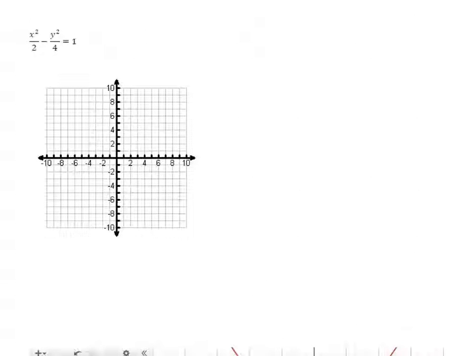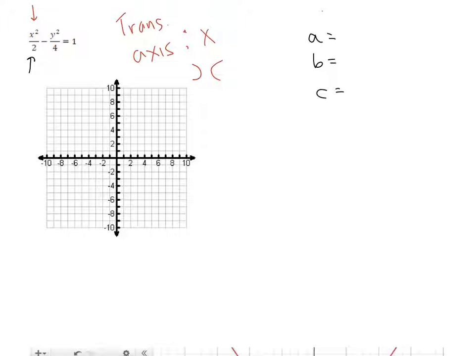Okay, so this hyperbola is already in standard form because it already has the 1. So the transverse axis is going to be the x-axis because you can see it comes first. Okay? So everything good is going to be happening on the x-axis, so this hyperbola will open left and right. So again, I know a and b from the equation, and I can find c. So a is going to be the square root of this number, so it's the square root of 2. b is going to be the square root of this number, so the square root of 4 is just 2. c I don't know, but I'll be able to find it.